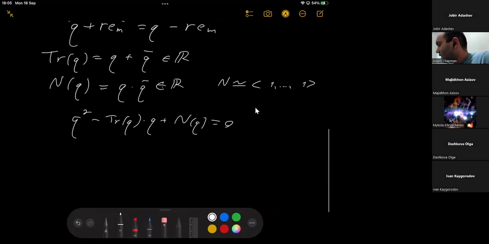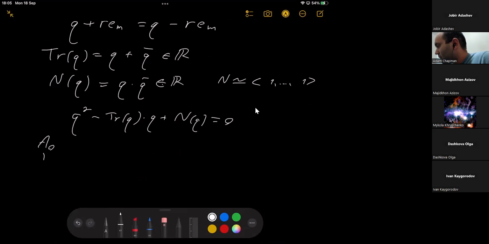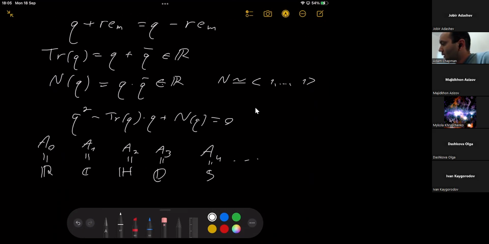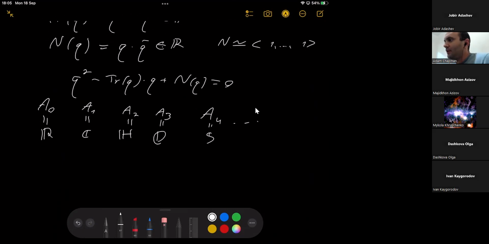If you start now with this base field, then the first step gives you the complex numbers. The second step gives you the quaternion algebra. The third step gives you the octonion algebra, and then the sedenions, and so on. So that's a family of algebras most people have heard about.